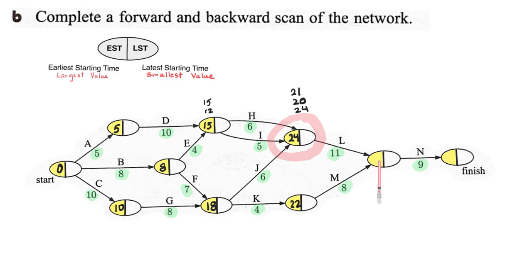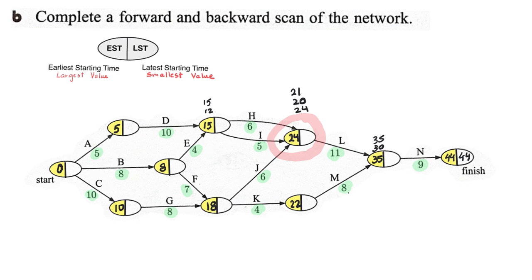This node now requires 2 tasks to be completed, L and M. So 24 plus 11 will give us 35. But if we work through task M, 22 minutes plus 8 will give us 30. So the longest time needs to be put in here, 35. And lastly, we just have task N, and that will finish at 44 minutes.